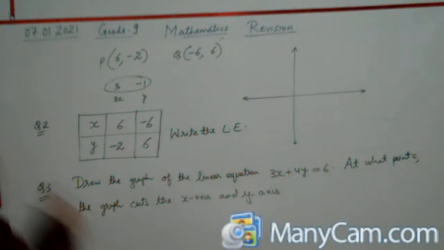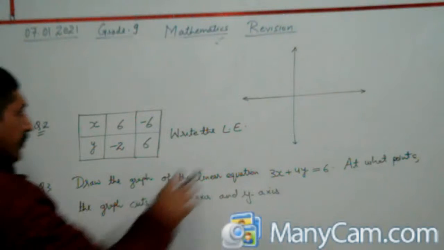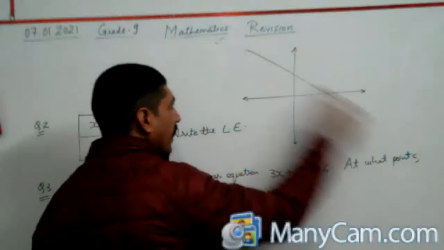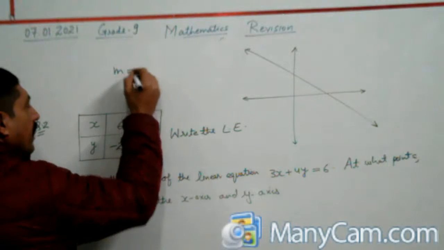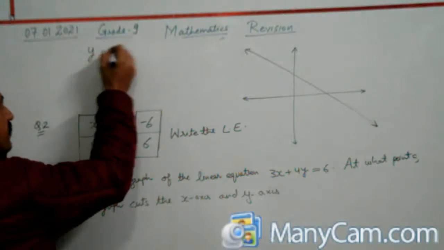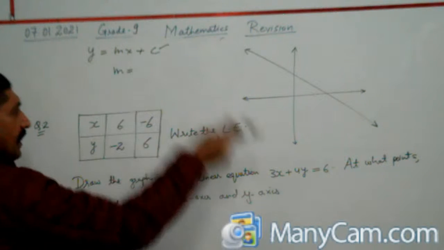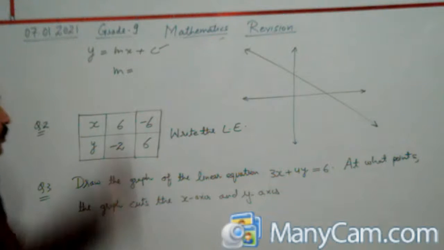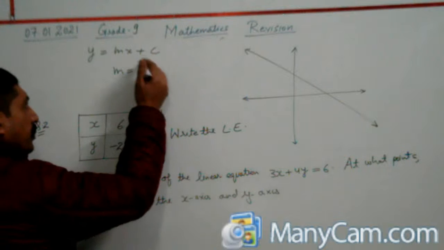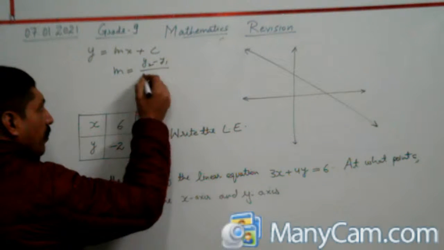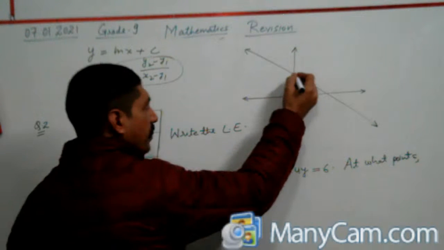In your higher classes we plot the graph and find the slope m. Generally the equation can be written as y is equal to mx plus c, where c is the constant term. m is always y2 minus y1 upon x2 minus x1, and c is the intercept.